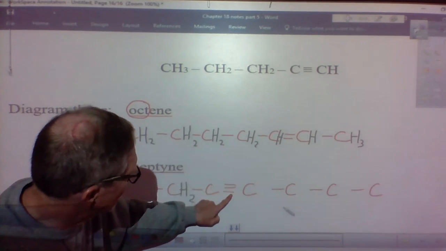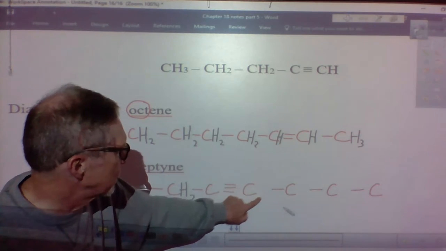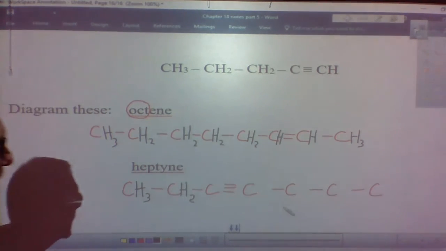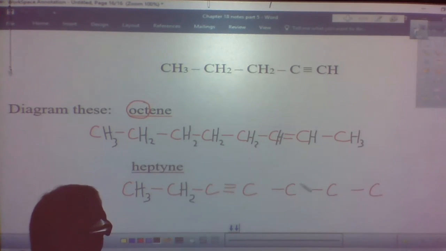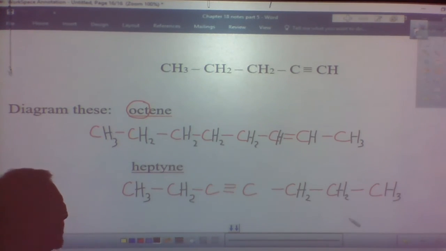Okay, 1, 2, 3, 4. This doesn't get any hydrogen because it's got its 4 bonds. Now this one has 2, so it gets 2 more. This has 2, it gets 2 more. And the ends, if it's attached to a single bond, is CH3.